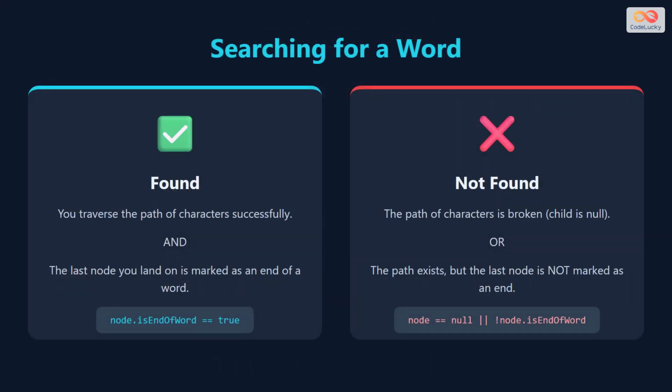Searching follows the same path. If we want to find a word, we traverse the tree character by character. If we can follow the entire path and the final node is marked as an end of word, then the word exists. If the path is broken or the flag is missing, the word is not in our trie.